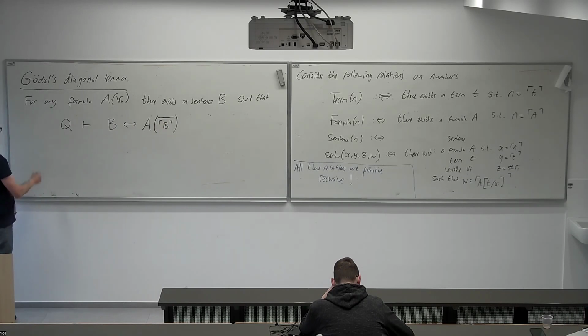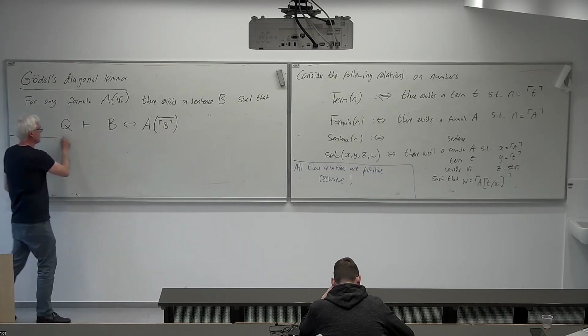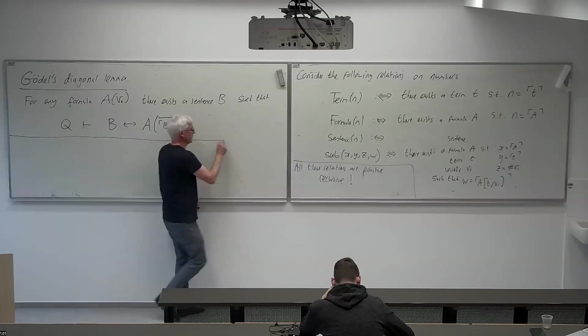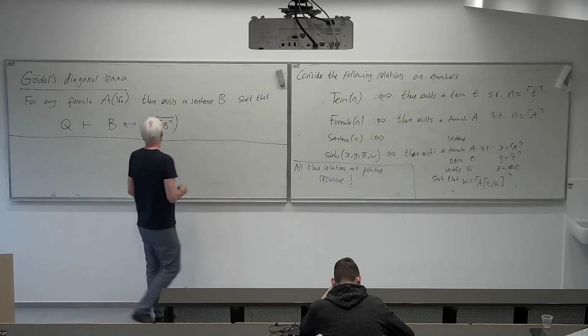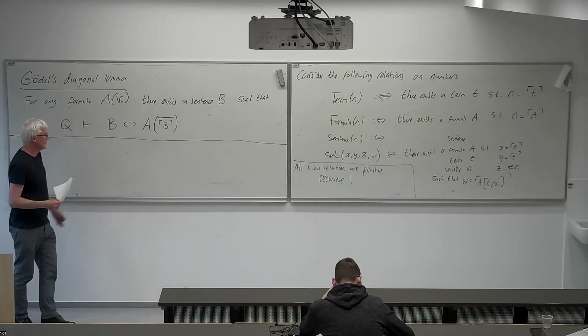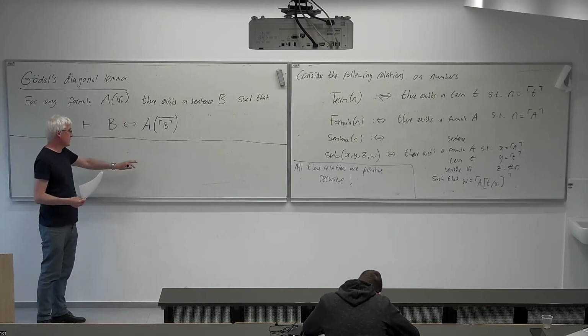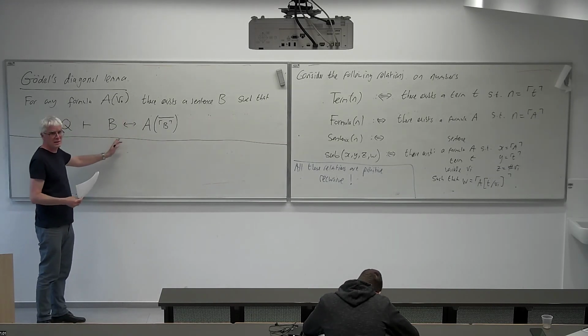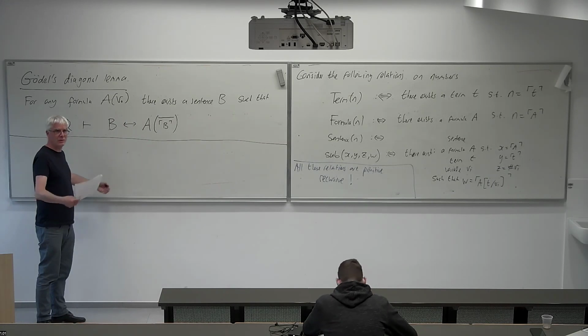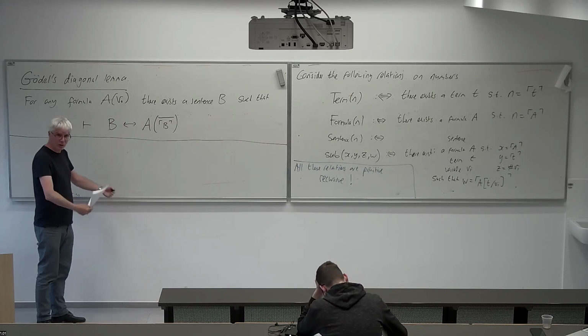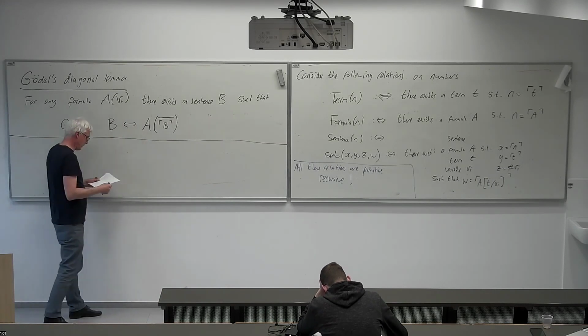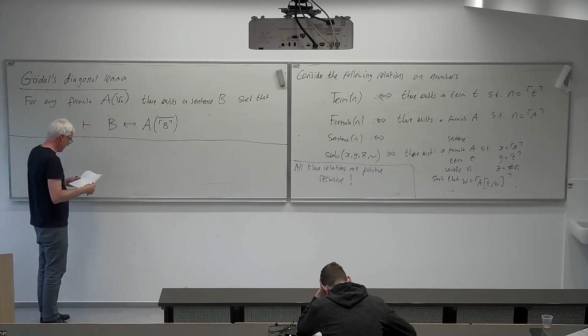So that's the statement. For any property, which we think of as a property of sentences, there's a sentence that says A holds of me. It might be false, it might be true, but it's equivalent to A holding of it. So it's saying A holds for me.